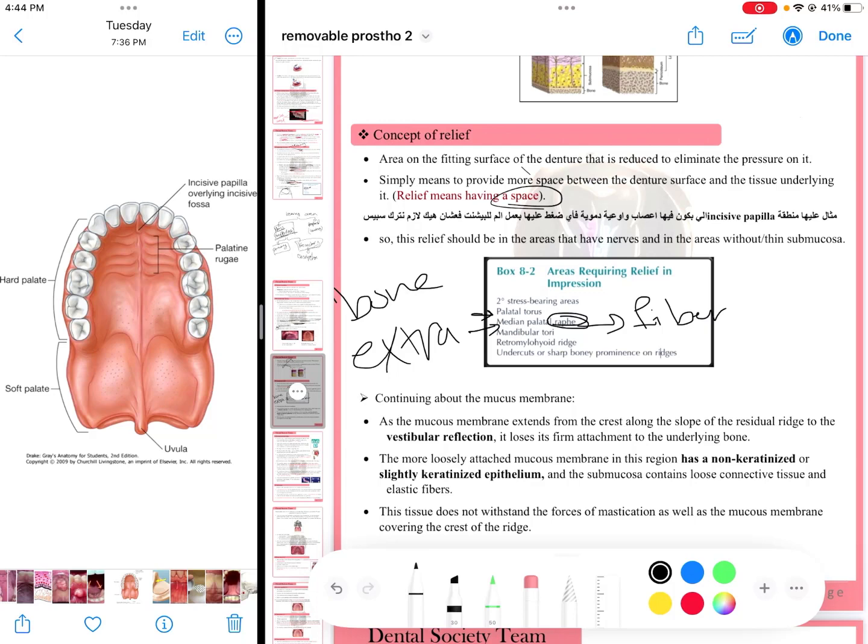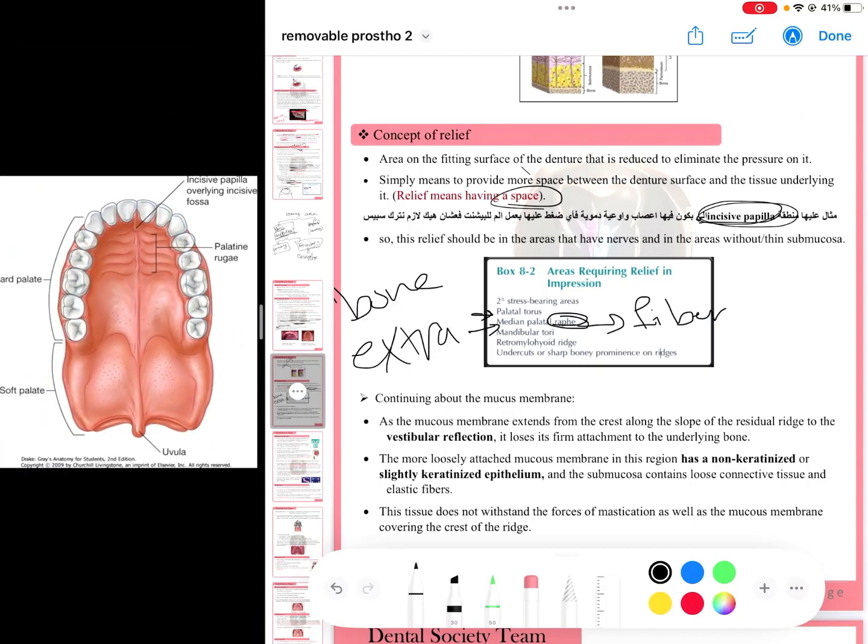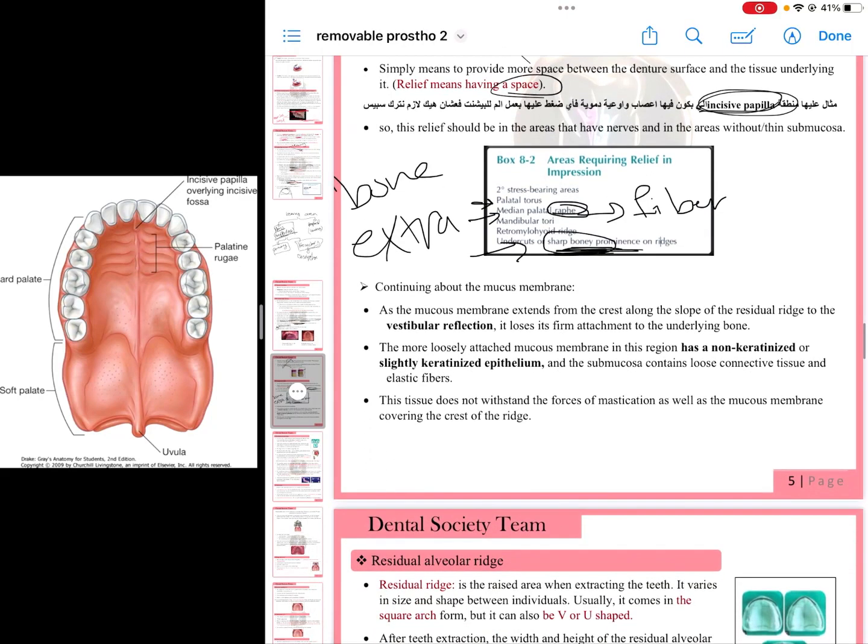Also, we have the incisive papilla. You can see the incisive papilla in this picture. It contains nerves and blood vessels, so we have to relieve it. Also undercuts or sharp bony prominences. As I said, any bony prominence, any bulgy things, we have to relieve. Also anything that contains fibers and nerves, we also have to relieve.